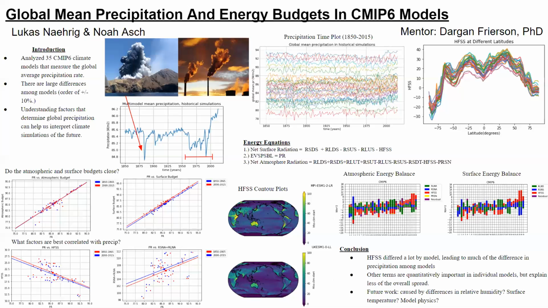We plotted the comparison of PR versus HFSS on the bottom left of the poster and confirmed a correlation of negative 0.612. When sensible heat flux is smaller, this allows more evaporative cooling at the surface and more condensational heat release within the atmosphere. The global mean sensible heat flux varies by over a factor of 2 among some models.